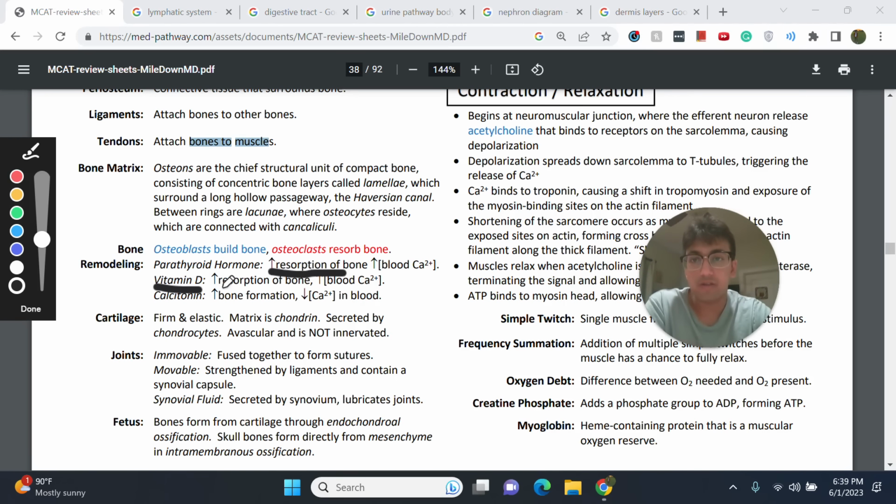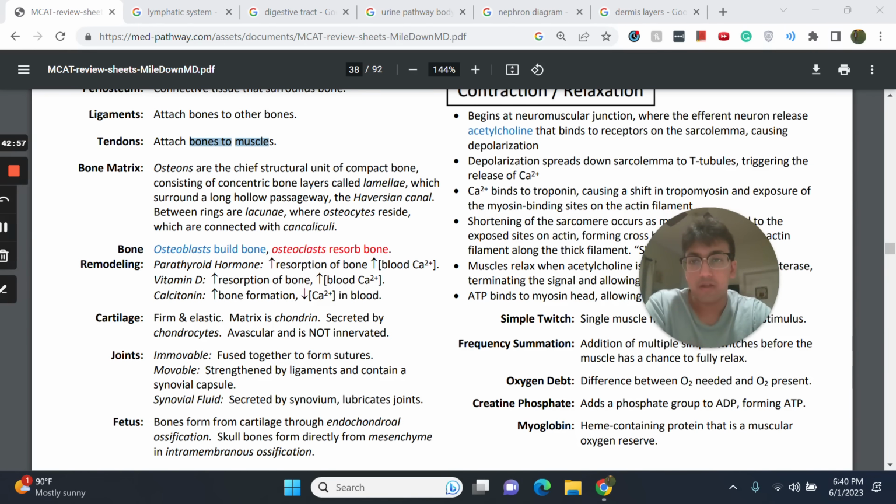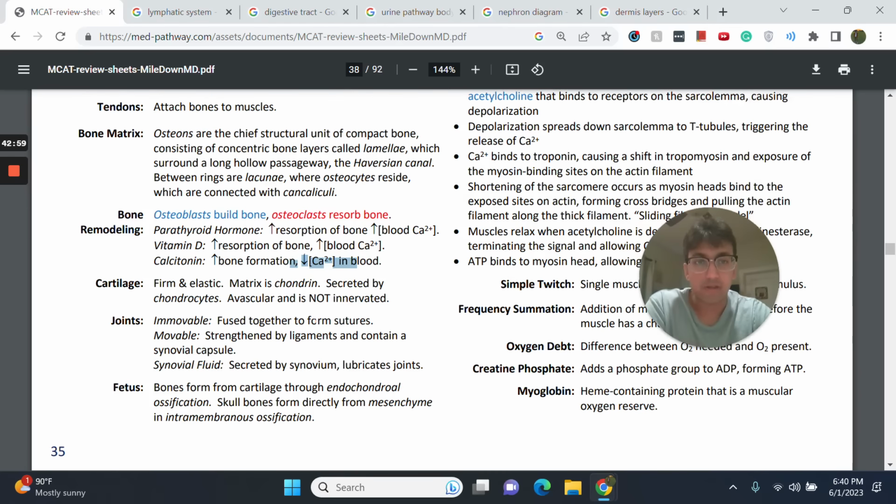Vitamin D also increases the resorption of the bone and also increases blood calcium. And then calcitonin, if you remember, does the opposite. It increases bone formation and decreases the calcium in your blood. These are all kind of ways to regulate how much calcium is in your blood. Next we have cartilage, and that's kind of this firm and elastic tissue. Next we have joints. Joints can be immovable, movable, and there's synovial fluid, which kind of lubricates these joints.